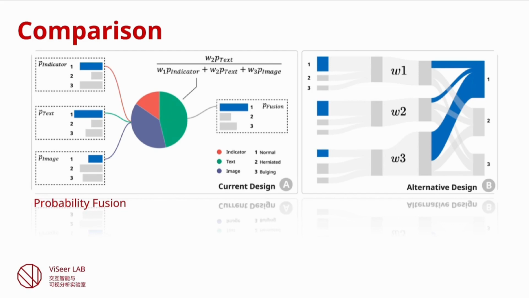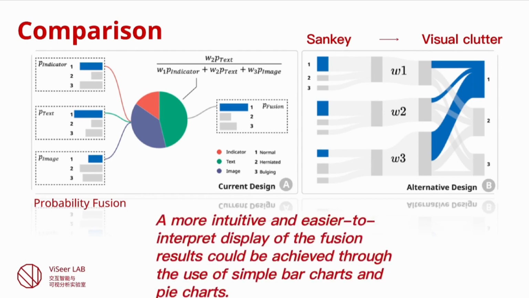Initially, the Sankey diagram design was explored as a means of visualizing the decision fusion process. However, it was discovered that this design did not actually align with the multimodal fusion task at hand. Linking individual modality bins and final probability bins using Sankey links would have resulted in visual clutter. Therefore, experts were consulted, and it was decided that a more intuitive and easier to interpret display of the fusion results could be achieved through the use of simple bar charts and pie charts.